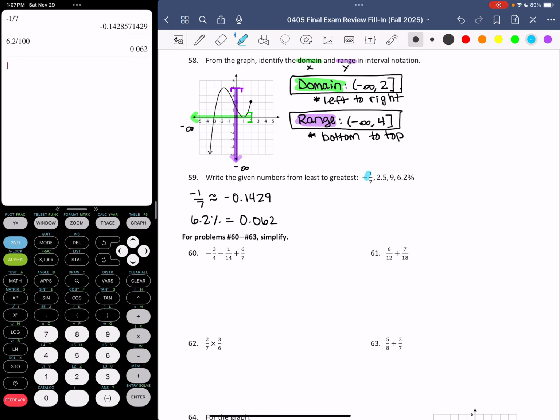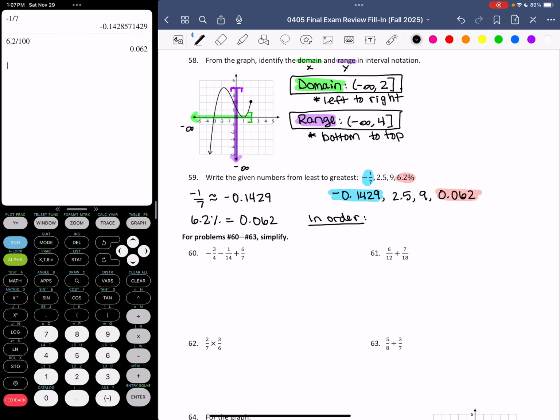So we've got your negative 1/7 here, and then you've got your 6.2% here. I'm just going to go ahead and write underneath these numbers what exactly they're equal to in decimal form. We have negative 0.1429. That's that one. We have 2.5. Then we have 9. 0.062. Okay, so that's this one. That one's this one. Now we can look at them and put them in order.